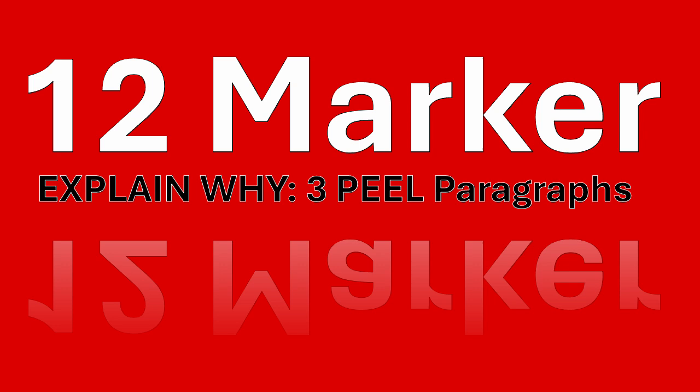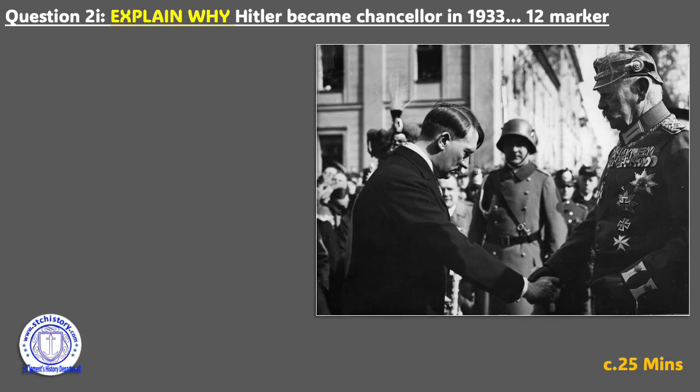All right, so the 12 marker. This year we have the new part of the exam where you got a choice of two 12 markers. So as always with these choices, make sure you pick the one you can get the most marks with. And we'll start first with the why Hitler became Chancellor in 1933. So again, we're looking for about 25 minutes for this.